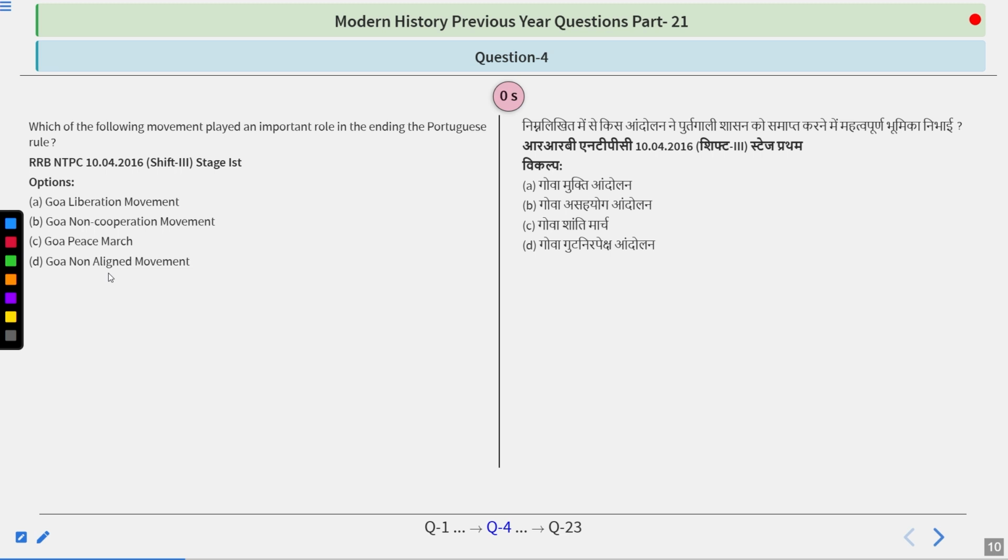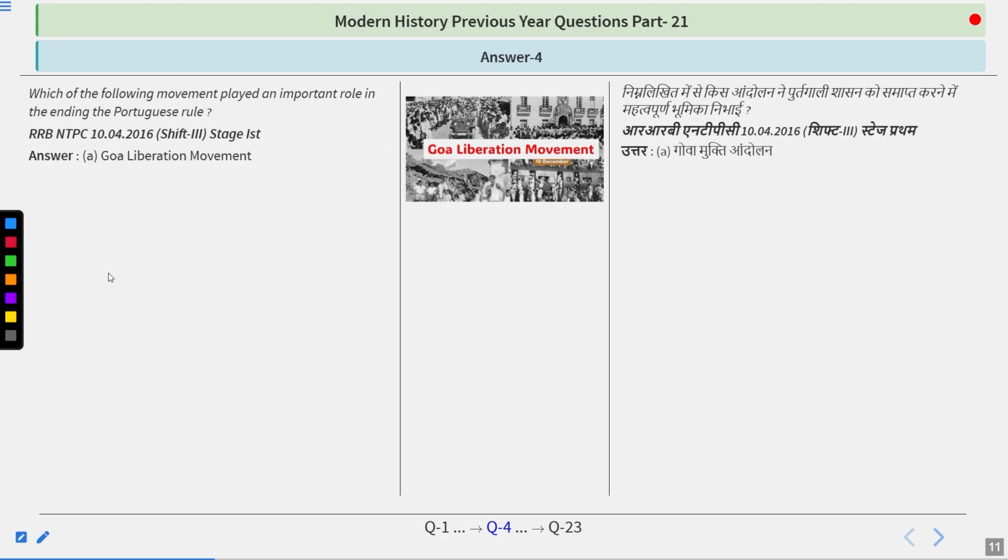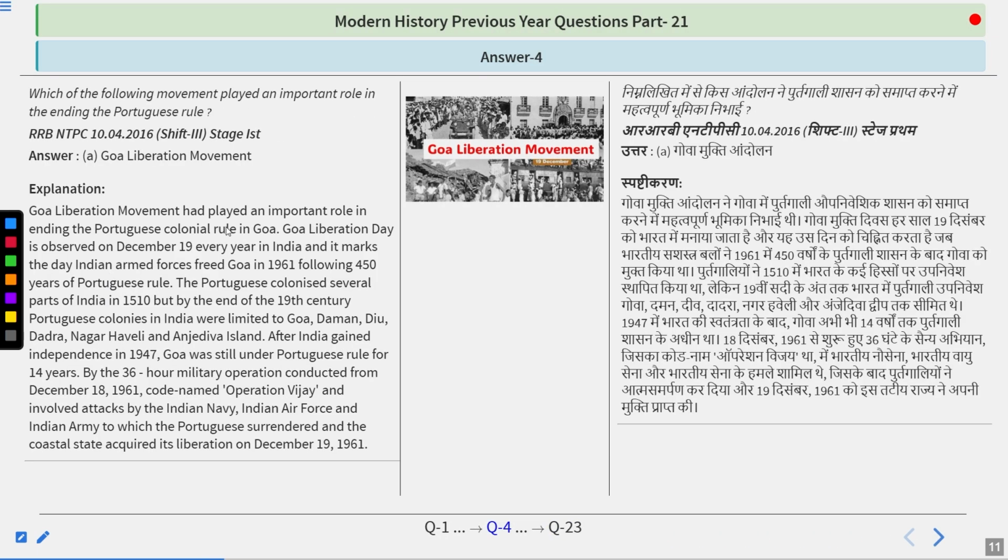And once again, I guess the answer you are looking for is right, because the answer is Goa Liberation Movement. The Goa Liberation Movement had played an important role in ending the Portuguese colonial rule in Goa. Goa Liberation Day is observed on December 19 every year in India, and it marks the day the Indian Armed Forces freed Goa in 1961, following 450 years of Portuguese rule.